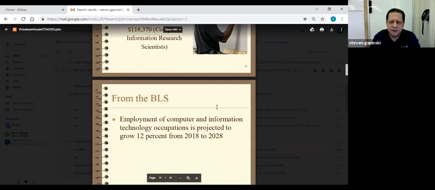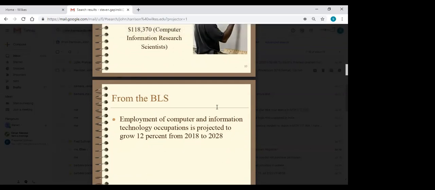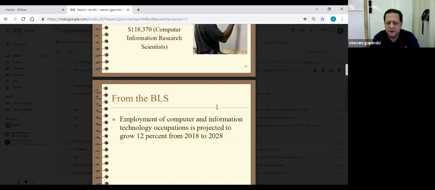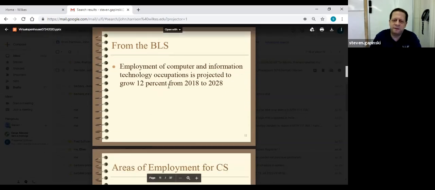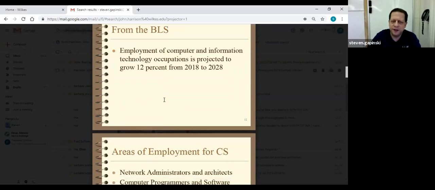Employment is also forecast to go up by 12% over the 10-year period from 2018 to 2028. So again, growth is expected. These are just official numbers coming from the Bureau of Labor Statistics. So we're not trying to give you some kind of number off the top of our head. That is the number that's being reported.